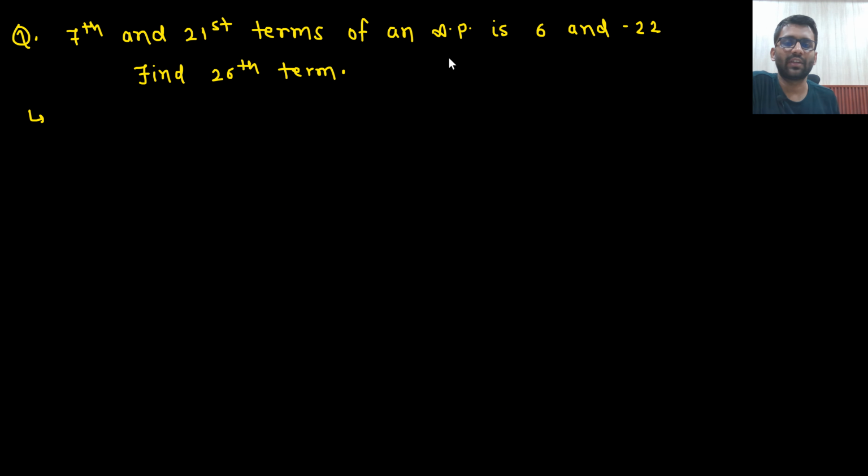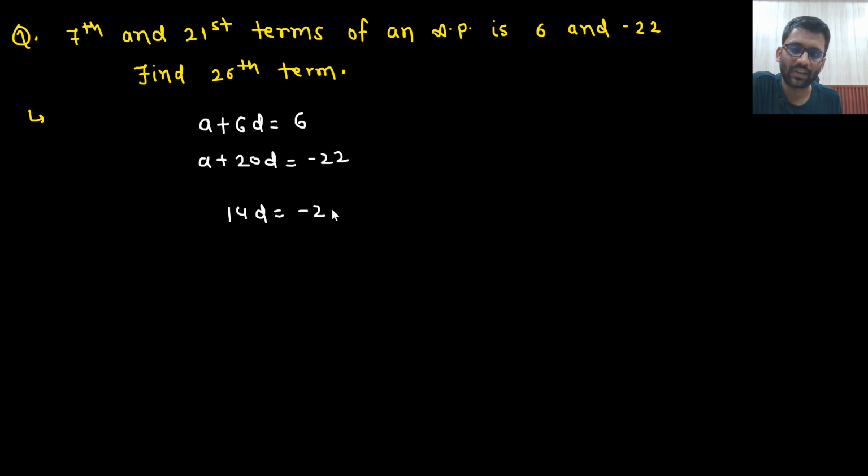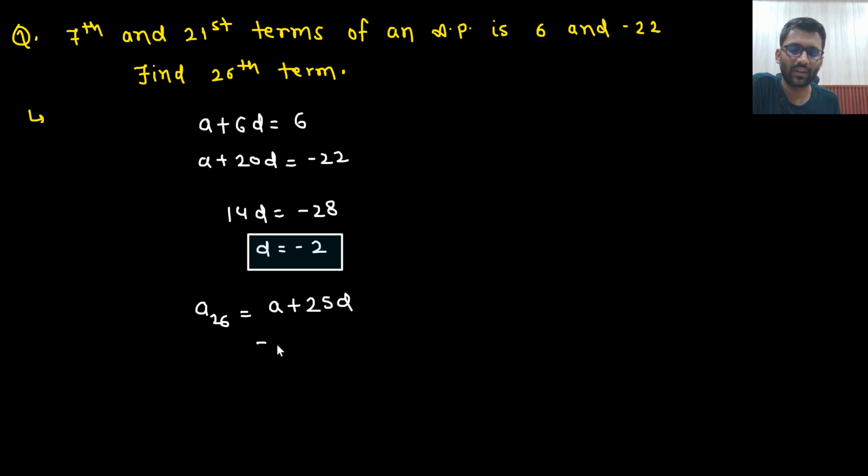The 7th and 21st terms of an AP are 6 and minus 22 respectively. Okay. So a plus 6d is 6 and a plus 20d is minus 22. So what do you get? What is the value of d? 14d is equal to minus 28. So d is equal to minus 2. So the common difference is minus 2. What are they asking? They are asking you the 26th term. What will be the 26th term? a plus 25d. Right?